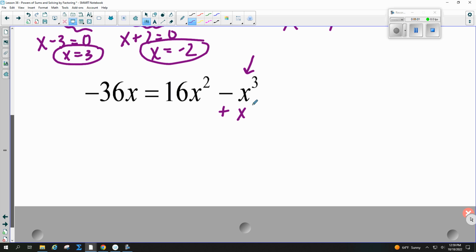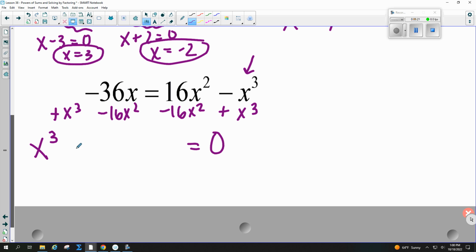So I'm going to add the x cubed over to both sides. And I'm also going to subtract this positive 16x from both sides. That way I have 0 on the right-hand side, and I made that x cubed positive when I moved it to the other side. Okay, this needs to go in order. So I need x cubed first, then negative 16x squared, and then negative 36x.